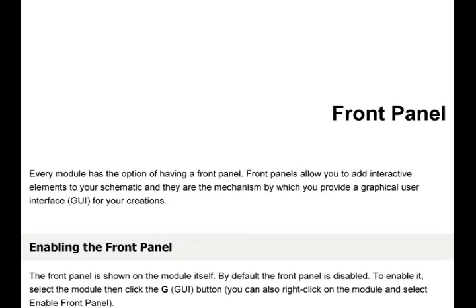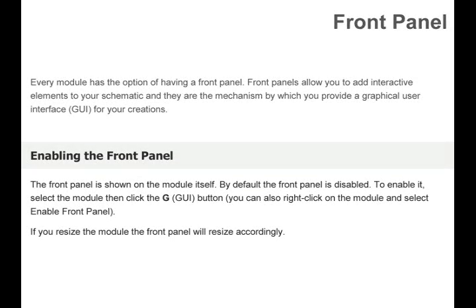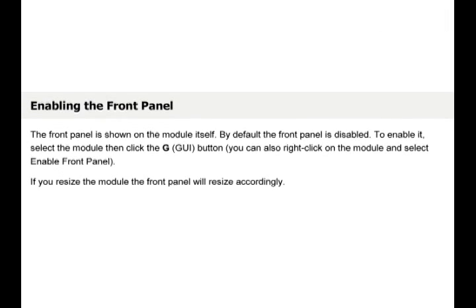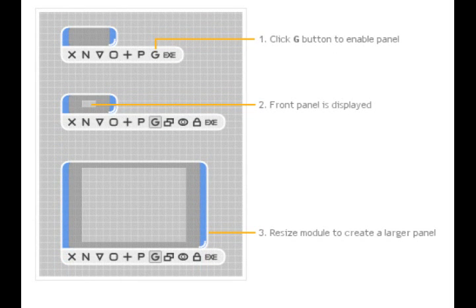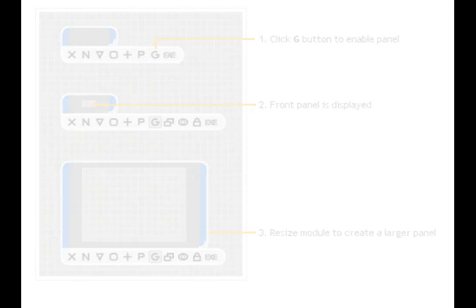Options. Enabling the front panel. The front panel is shown on the module itself. By default, the front panel is disabled. To enable it, select the module, then click the GUI button. You can also right-click on the module and select Enable Front Panel. If you resize the module, the front panel will resize accordingly.